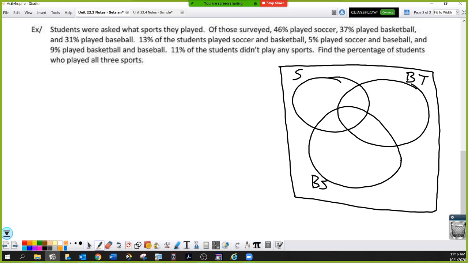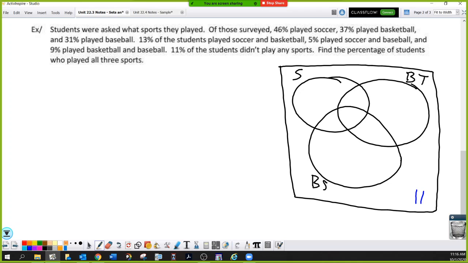Okay, we know that out here is 0.11. Or you know what? I don't want to mess with the decimals. You guys cool if I just use 11? Okay. Awesome. I don't feel like messing with decimals. Great. Find the percentage of students who played all 3 sports.